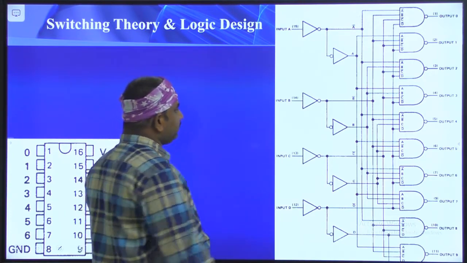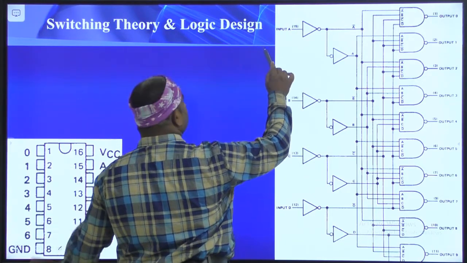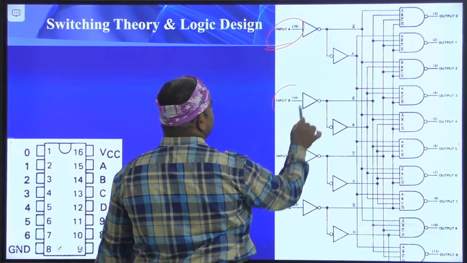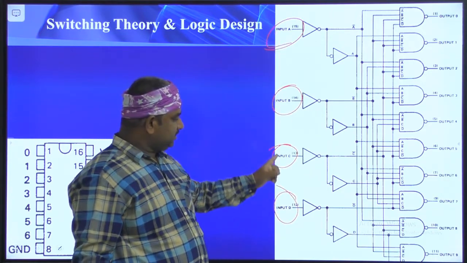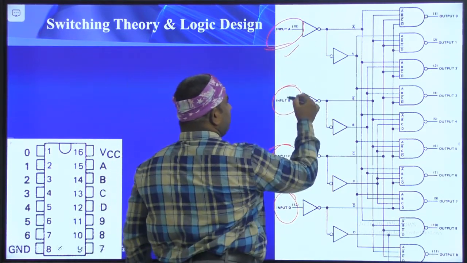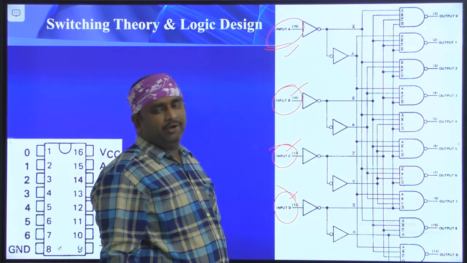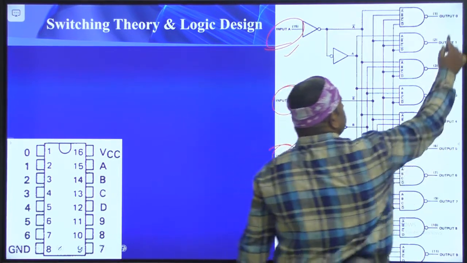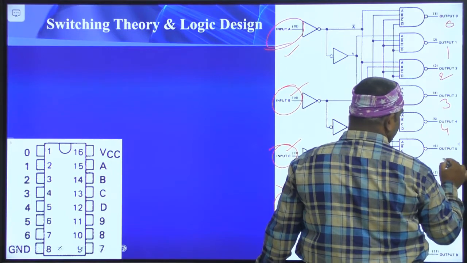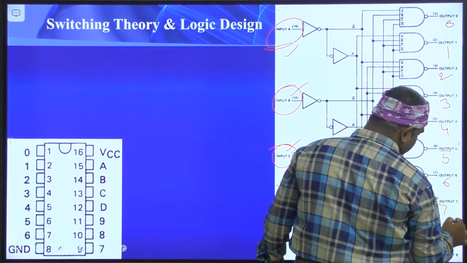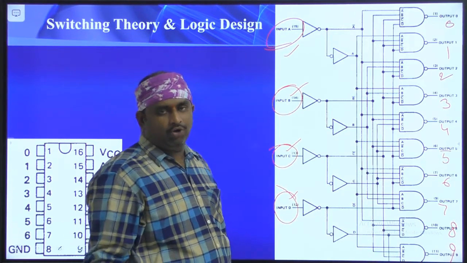So here, this is the first input, second input, third input, fourth input: inputs A, B, C, D. 4 inputs are available, and coming to the 10 output combinations: 0, 1, 2, 3, 4, 5, 6, 7, 8 and 9. These are the total 10 outputs.